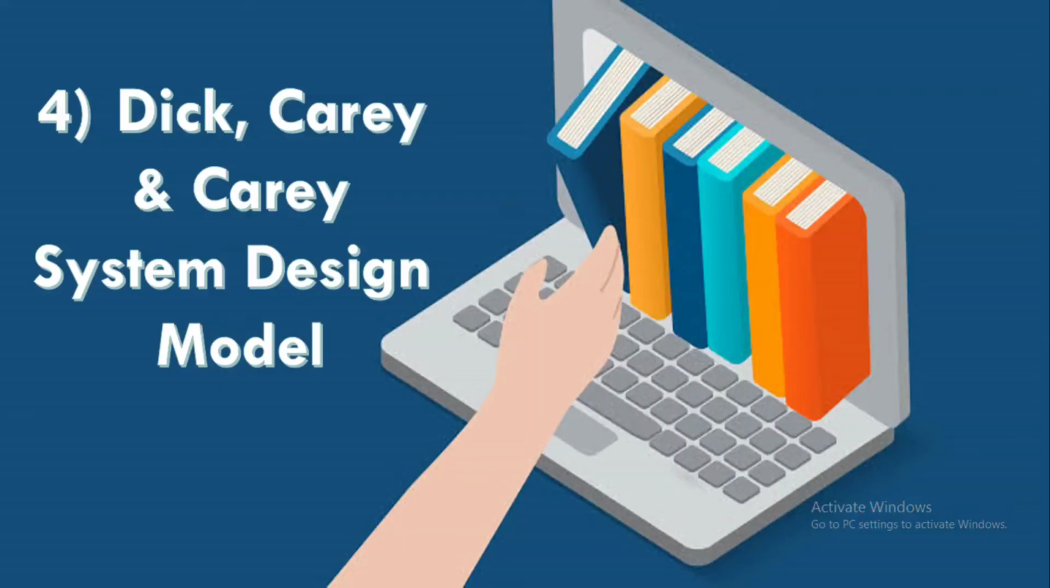Fourth is the Dick and Carey systems design model. This is more of a systematic instructional design model. This is similar to the ADDIE model, being sequential in nature. The model revolves around the idea that the learner actively participates in the learning process. The model integrates learner skills, needs, and learning context into the instructional design.